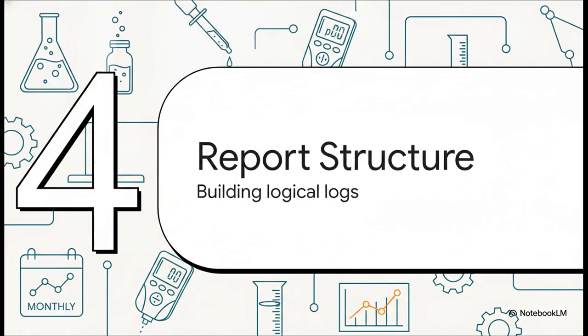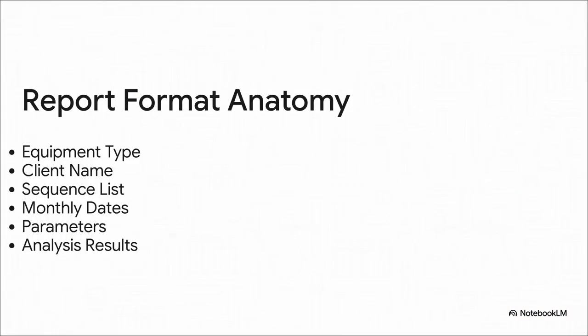Moving to part 4, report structure. Let's talk about building a logical and chronological data log. The anatomy of our report format is rigidly standardized into 6 key parts. It flows from the equipment type and client name, through the sequence list and monthly dates, all the way down to the monitored parameters and descending analysis results. Keep in mind, those parameters will actually change depending on the specific control ranges of the equipment you're testing.